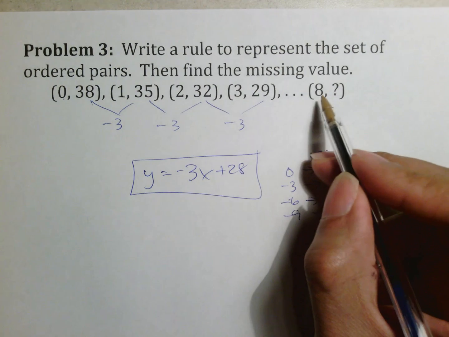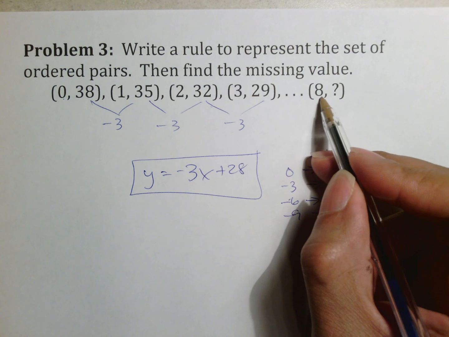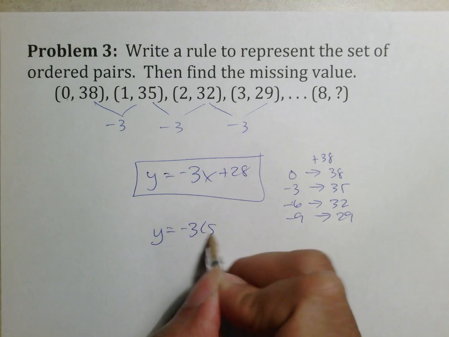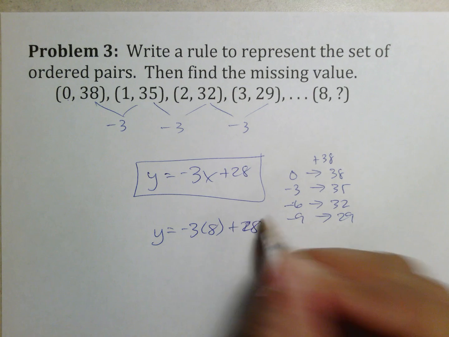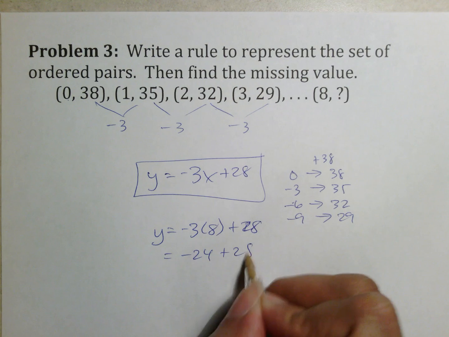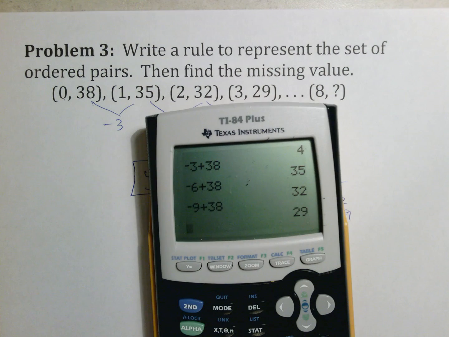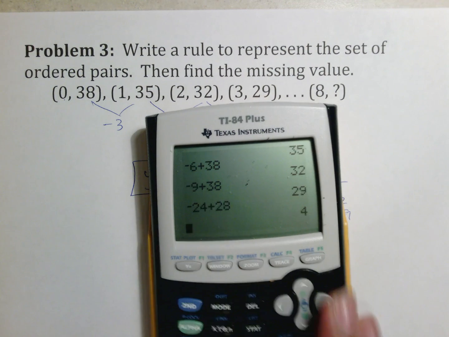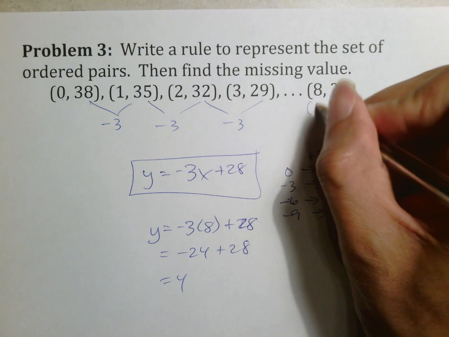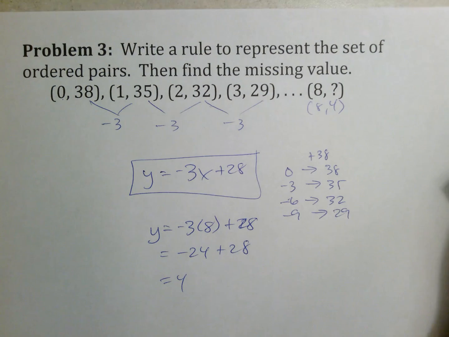The question is, what happens at 8? Because you notice it has 8 comma question mark, so what we do is we put negative 3 times 8 plus 38. Negative 3 times 8 is negative 24, and negative 24 plus 38 is 14. And that would be what we would end up with.